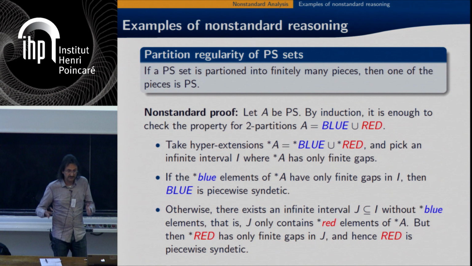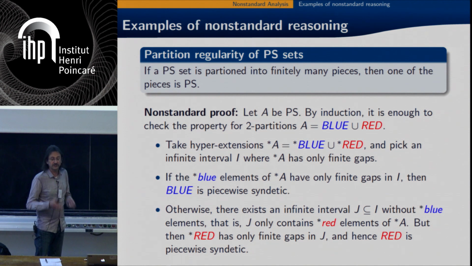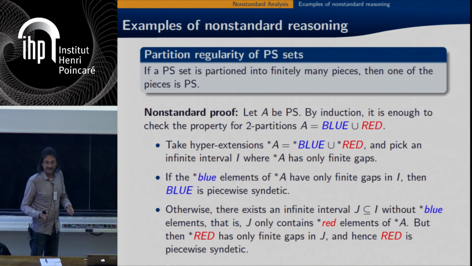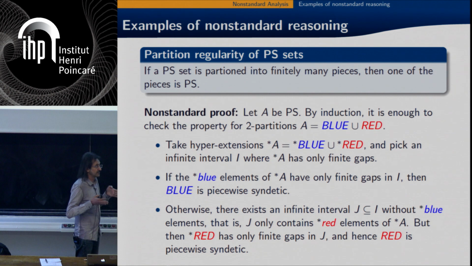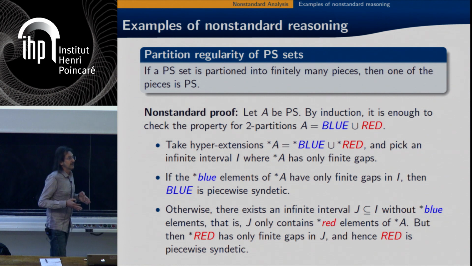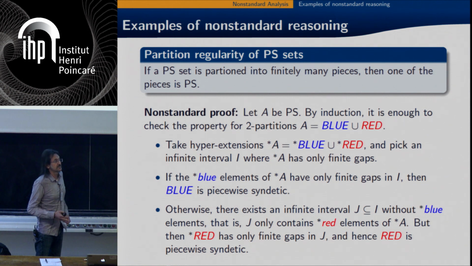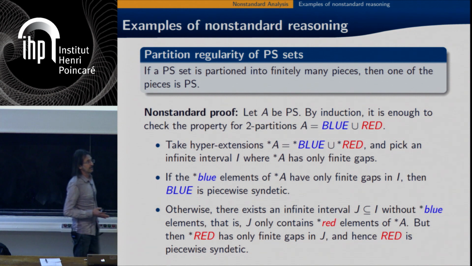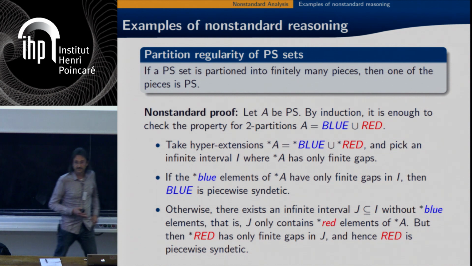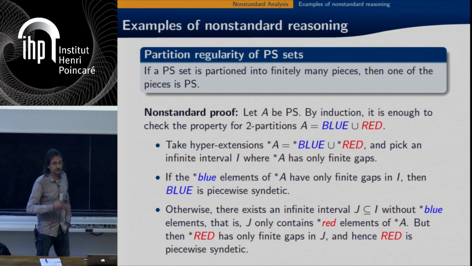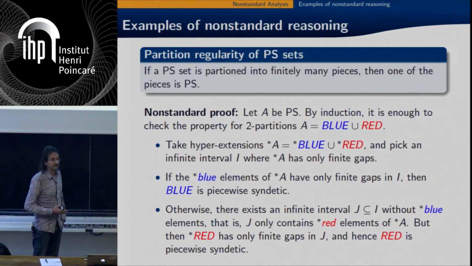Now, looking at this infinite interval, I will only see red elements. So the original set and the red set will be the same on this infinite interval, which means that on that interval, the red elements have only bounded gaps. So red is piecewise syndetic. And that's exactly the intuition we have in the usual proof of these kinds of properties.